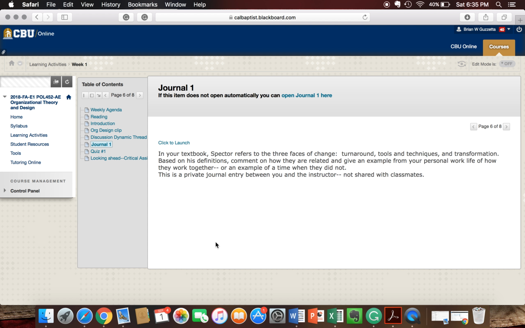So in your textbook, Spector refers to 3 phases of change. He calls them turnaround, tools and techniques, and transformation. Based on his definition, comment on how they are related and give an example from your personal work life of how they work together, or an example of a time that they did not work together. This will make sense when you read through the Spector text this week. I just want you to apply it: has that occurred in your workforce, or an example of when it did not.